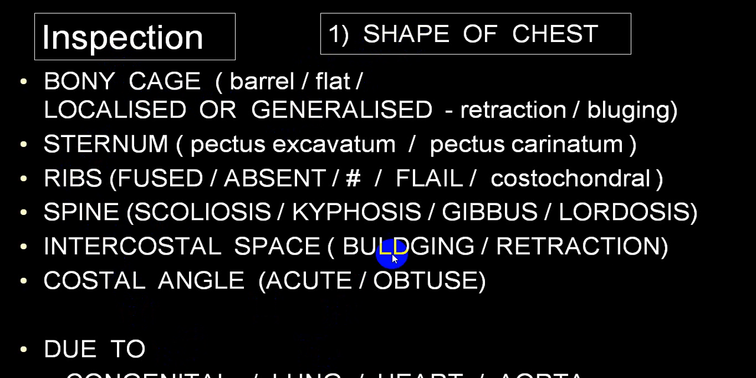Secondary to lung, I have already mentioned. Secondary to lung, unilateral pathology or bilateral pathology, you can have a bulging in the intercostal space or retraction in the intercostal space. And also you can have a unilateral deformity or bilateral deformity. This is very, very common with fibrosis, collapse and thickened pleura.